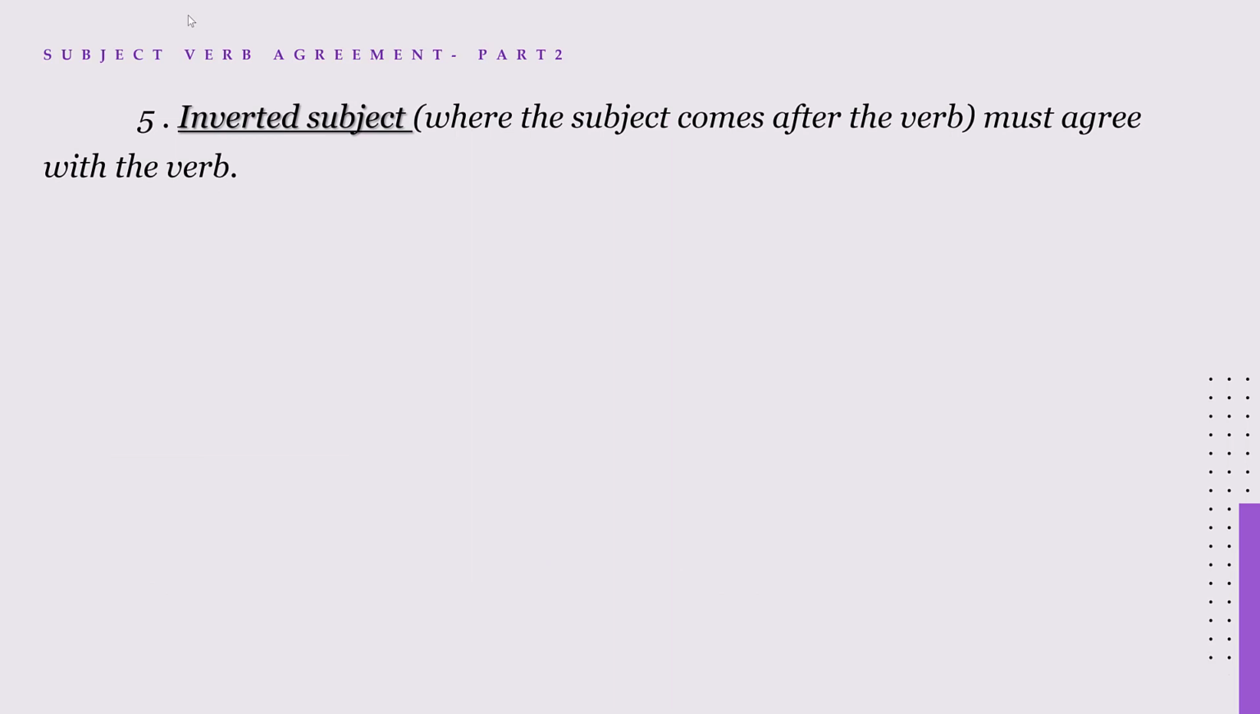Rule number 5. Inverted subject must agree with the verb. An inverted subject happens when the subject comes after the verb. There is a dog in my garden. In this sentence, the subject-verb order is inverted, which means that the subject, a dog, comes after the verb is.